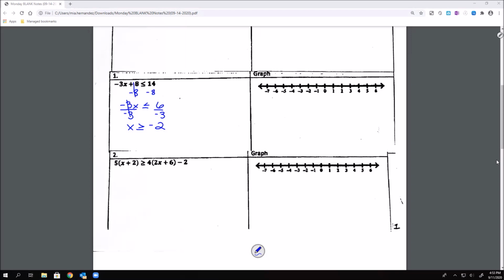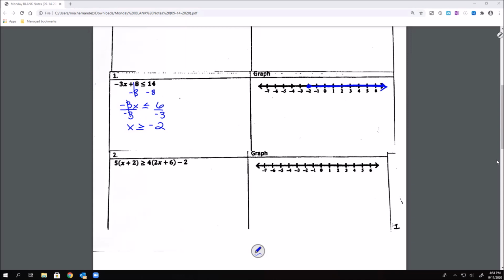Since I have that equal to, that means the circle on my graph is going to be closed. So I find my starting number of negative 2. I'm just going to draw a closed circle. My inequality solution says that x is greater than or equal to negative 2. So just like earlier, I'm going to follow the way that my sign points, so it's everything bigger than negative 2. That means that my graph looks something like this. And this tells me that everything is bigger than or equal to negative 2.